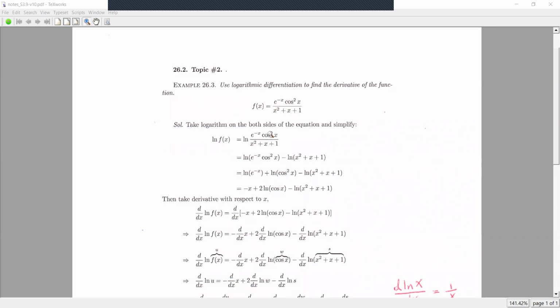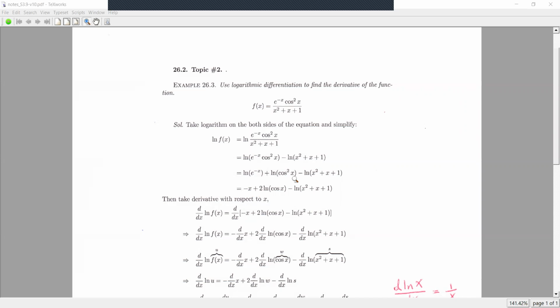Because this function is a quotient, and natural log reduces a quotient into a difference, I have this equation. This function is a product. Natural log reduces a product into a sum. Then I have this equation. Natural log and e cancel. Then the first term becomes negative x.